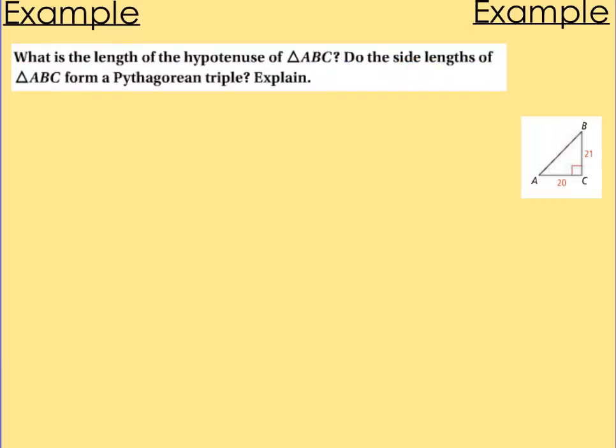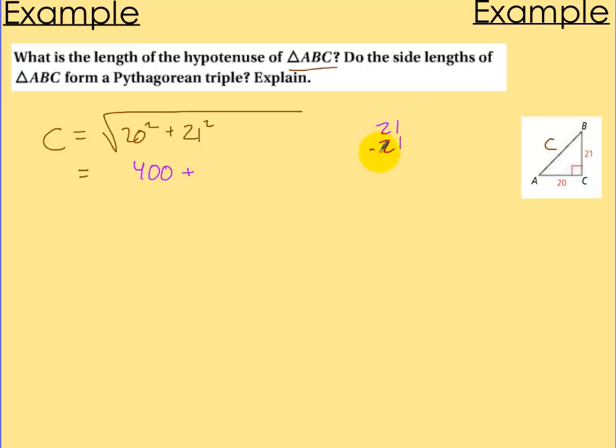Let's do some examples. Pause the video. Okay, what is the length of the hypotenuse of ABC? Do the side lengths of ABC form a Pythagorean triple? Explain. Following this formula, I'm going to label this C. So C equals the square root of 20 squared plus 21 squared. This kind of stuff, I would expect you to use a calculator. 20 squared is 400. What's 21 squared?